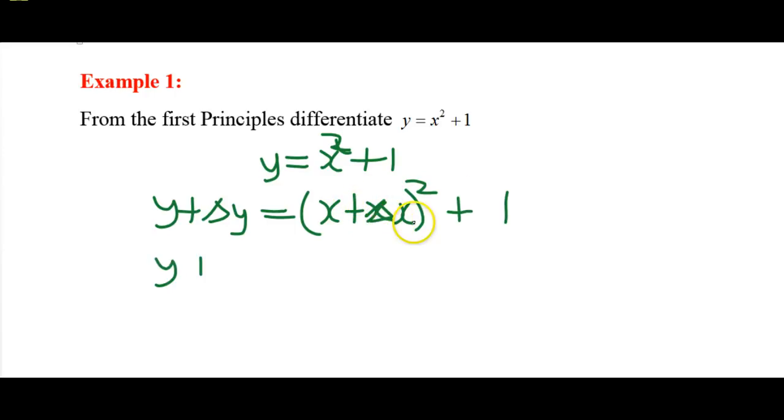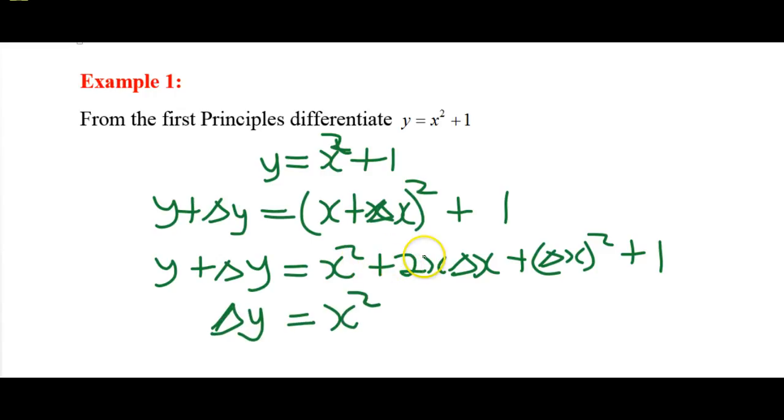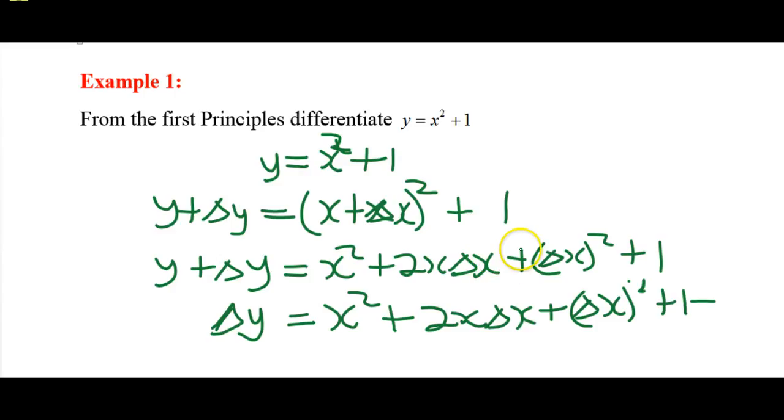And so when I expand the right hand side, I have x squared plus 2x change in x plus change in x also squared plus 1. So that is the expansion. Then I try to make change in y the subject, which means I have this squared plus 2x change in x, plus change in x again all squared plus 1 minus y. Remember that minus y here will move to this side. That is y here will move to this side to become negative.